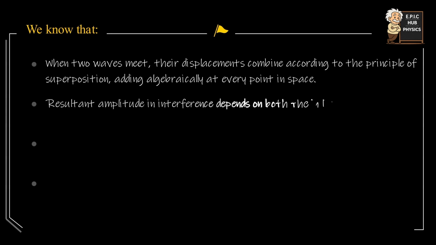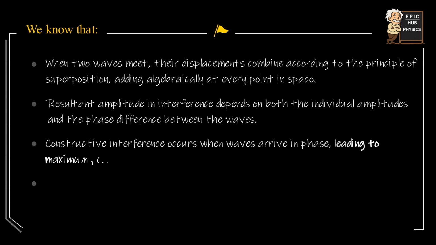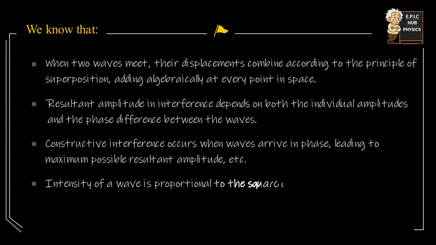We also know that the resultant amplitude in interference depends on both the individual amplitudes and the phase difference between the waves. Constructive interference occurs when waves arrive in phase and reinforce each other, giving the maximum possible amplitude. When waves are exactly out of phase, they partially cancel each other, giving the minimum possible amplitude. Finally, the intensity of a wave is proportional to the square of its amplitude. In other words, if the amplitude doubles, the intensity increases by a factor of 4.